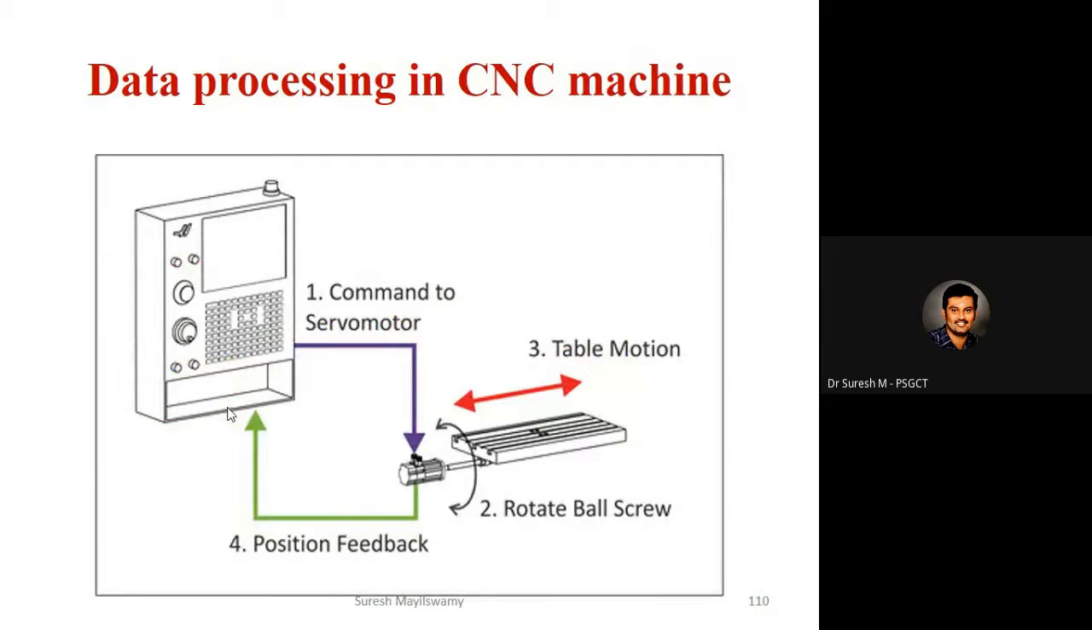So this is data processing in a CNC machine. We have a servo motor. Also we have the table motion. For that we have rotating ball screws or linear guideways to guide the machine table.